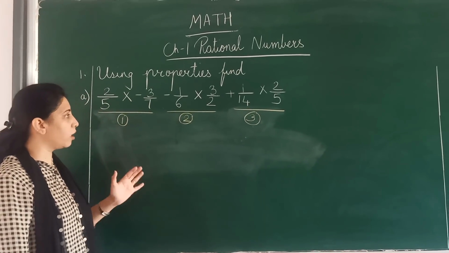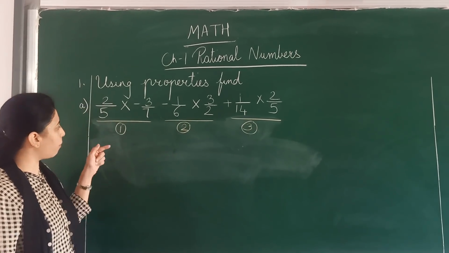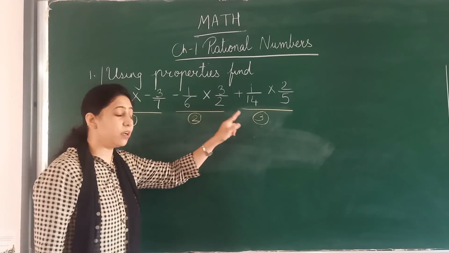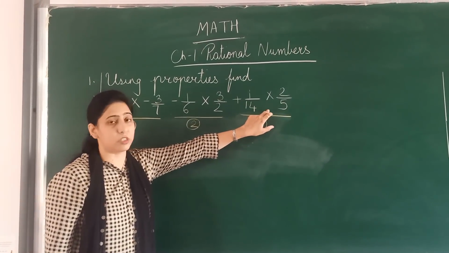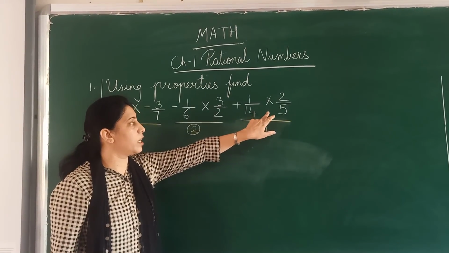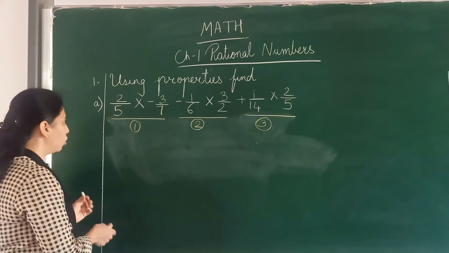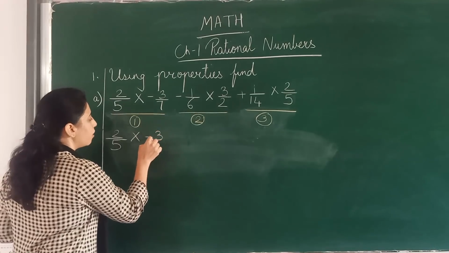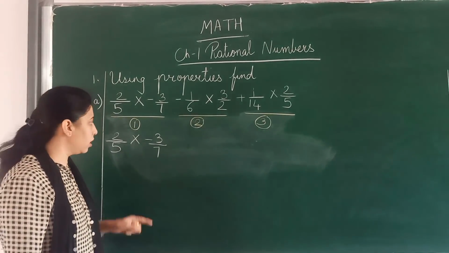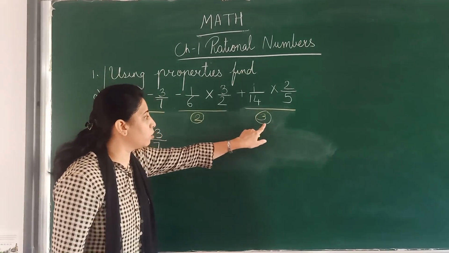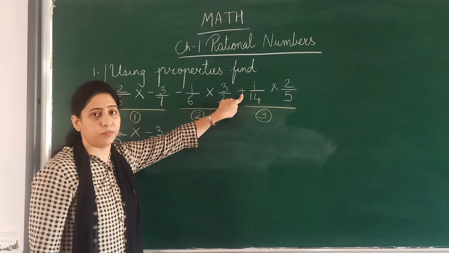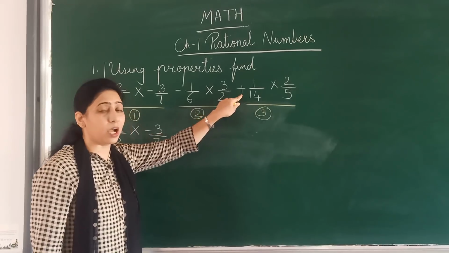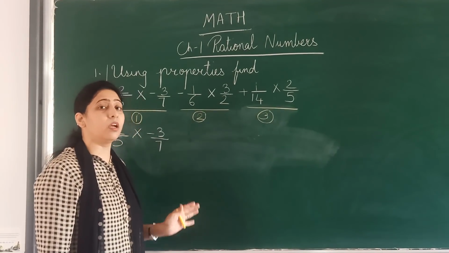Now I am going to apply one property. While applying the property, I am going to combine 1 and 3. Combining 1 and 3 means I am exchanging the place of this multiplication sum. So the first part is 2 upon 5 into minus 3 upon 7. Then I am going to write down the third part over here along with the plus sign, and I am applying the property over here. I am applying commutative property.